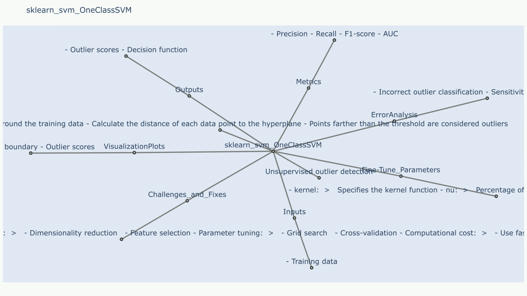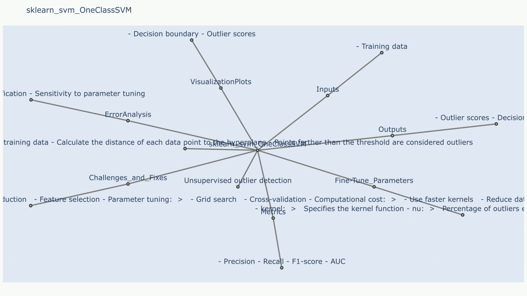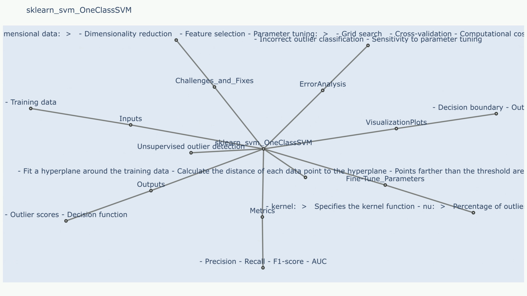Metrics: Accuracy: the percentage of correctly classified points, normal and anomalous. Precision: the proportion of correctly identified anomalies out of all points classified as anomalies. Recall: the proportion of correctly identified anomalies out of all actual anomalies. F1 score: the harmonic mean of precision and recall.